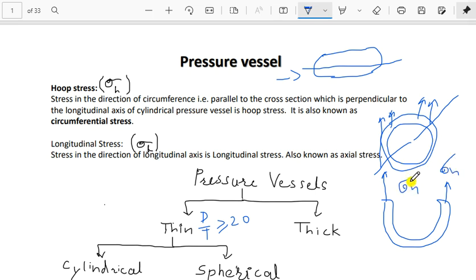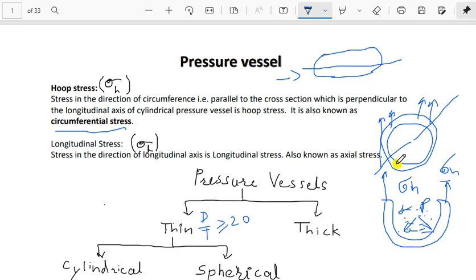Why will we call it hoop stress? Let us see, here some pressurized fluid is there, gas or any liquid. It will exert pressure in all directions from the inside of the cylinder. Now this stress is generated to counteract this pressure force. The force due to pressure is resisted by the hoop stress. It is also called circumferential stress.